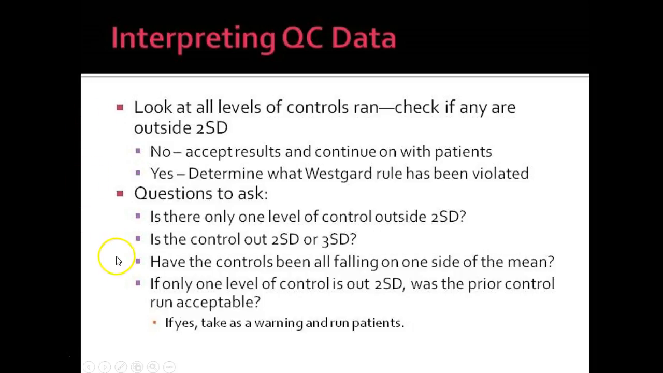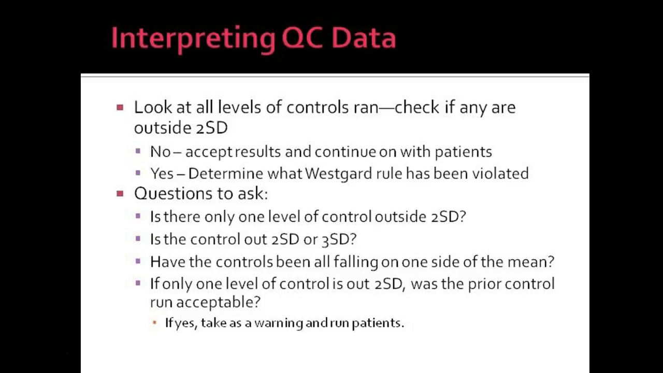So some things that we need to look at when we're interpreting our quality control. We look at all levels of the control ran and see if there are any out 2 standard deviations. If not, good to go. Accept those results and continue on. If yes, determine what Westgard rule was violated and figure out what to do.